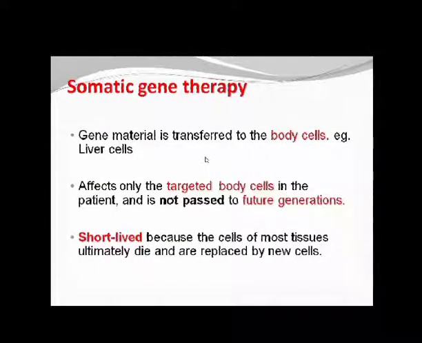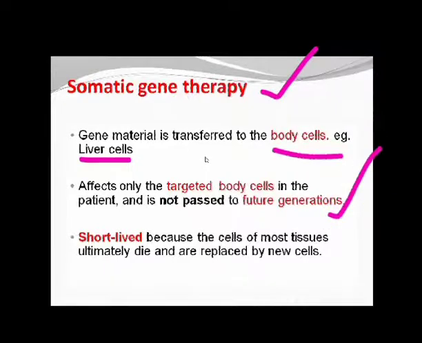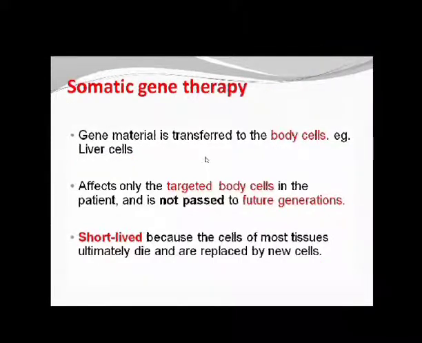And somatic gene therapy, it has some types. In somatic gene therapy, gene material is transferred to the body cell, for example a liver cell. It affects only the target body cells in the patient and is not passed to future generations. It is short lived because the cells of most tissues ultimately die and are replaced by new cells.